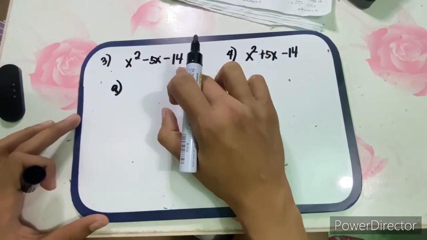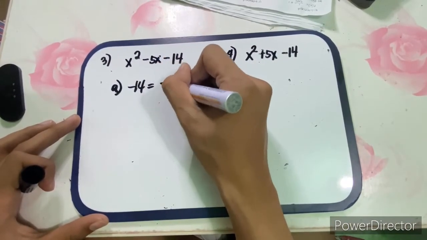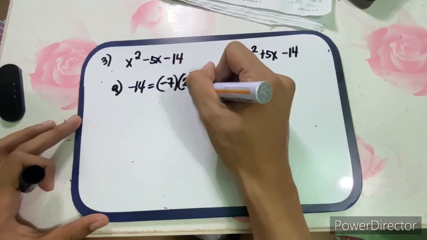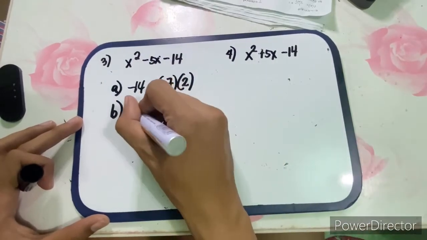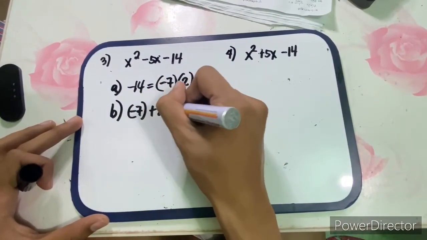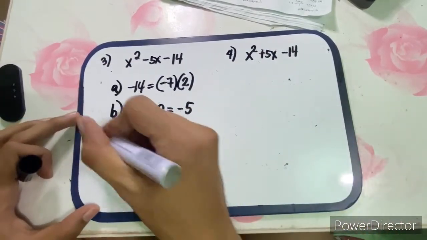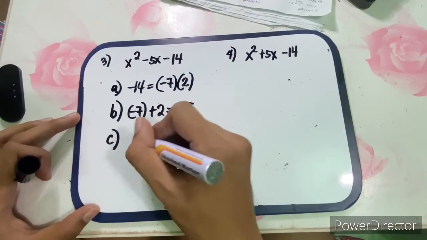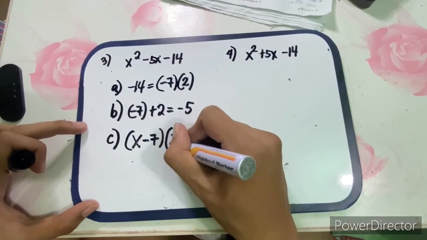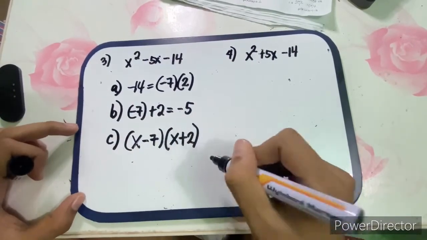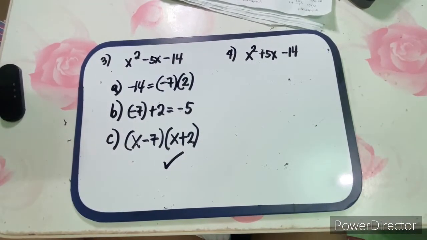In step A, negative 14 can be written as negative 7 times 2, right? Now add negative 7 plus 2, which is equal to negative 5. So they are equal. Therefore, you can write x minus 7 multiplied by x plus 2. So x minus 7 and x plus 2 are the factors of x squared minus 5x minus 14.